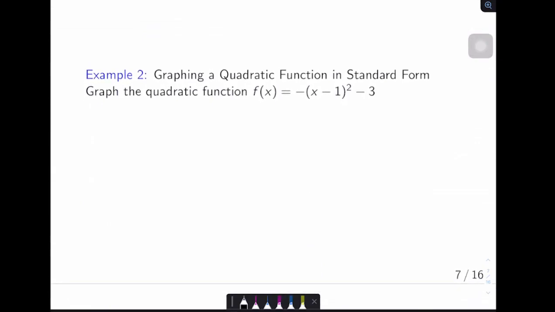All right, so once again, we're going to graph this. So first off, let's find our h comma k. H comma k is equal to 1 comma negative 3.